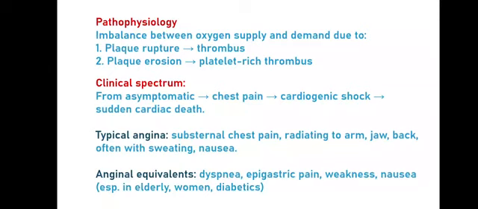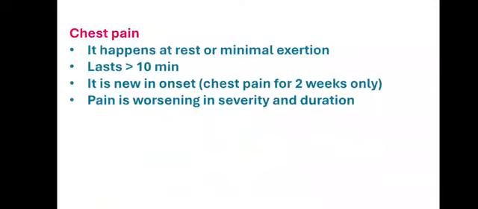Typical angina is substernal chest pain radiating to the arm, jaw, back, often with sweating or nausea. Anginal equivalent occurs in elderly, women and diabetics, who present with dyspnea, epigastric pain, weakness or nausea. There is no chest pain.